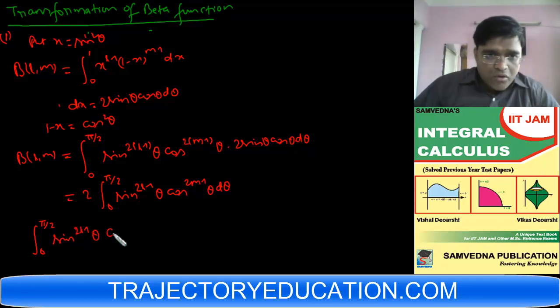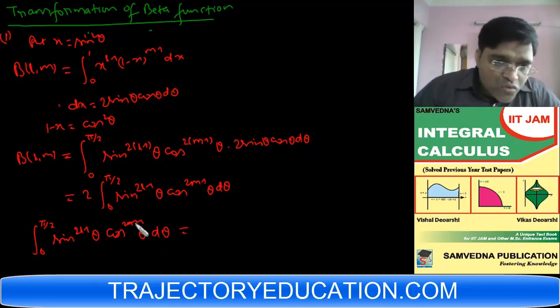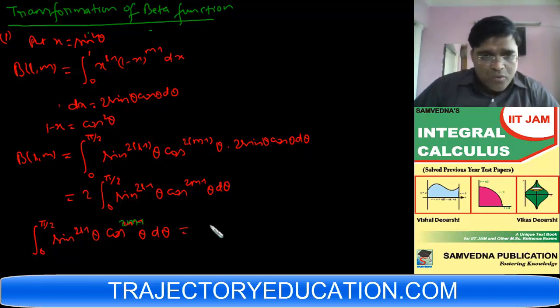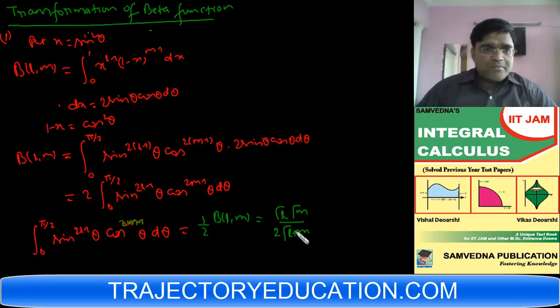This is the integral of sine^(2L-1) theta cos^(2m-1) theta d theta. So twice this is equal to beta(L, m), or this equals 1 upon 2 beta(L, m), or in terms of gamma function I can write gamma L into gamma m over twice gamma of L plus m. Alright. So this is how we can transform it.